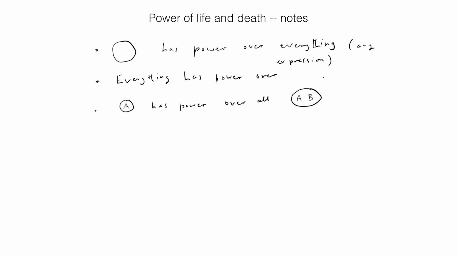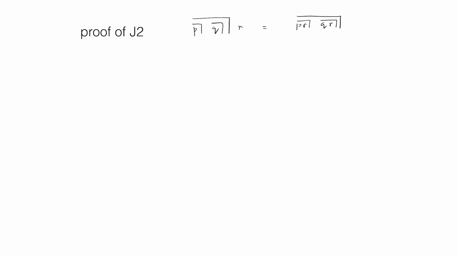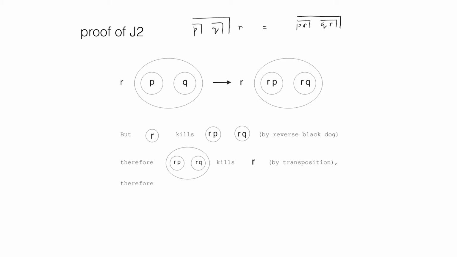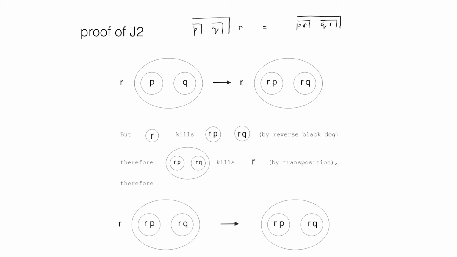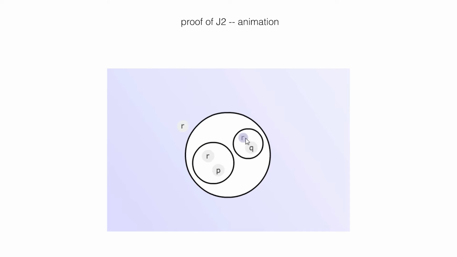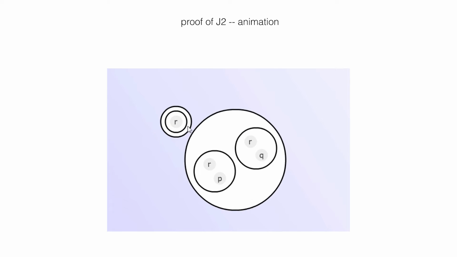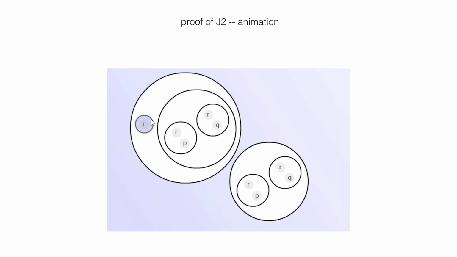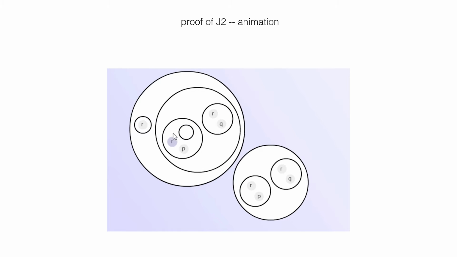Now we'll miss out these other things about power and death. Perhaps we'll finish on this proof of J2 using these ideas. So starting here, we copy R into those inner spaces. At this point, we sit back and think that we already know that R in a circle can kill RP, RQ. Therefore, the other way round, if you put those two in a circle, they can kill R. This is the same thing, but expanded out into elementary moves. So now R is going to do a killing of those two things.